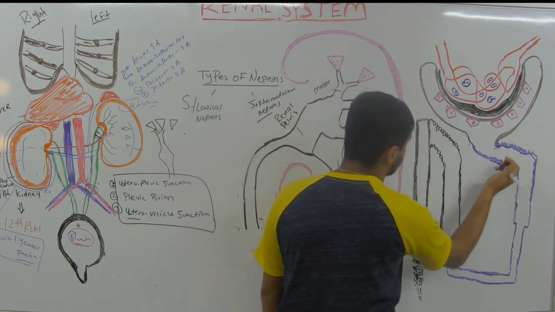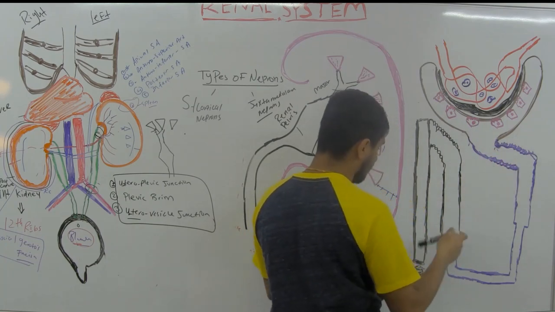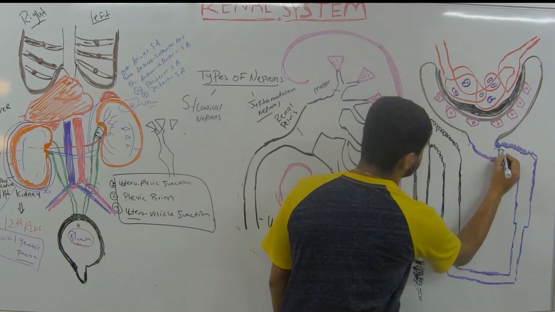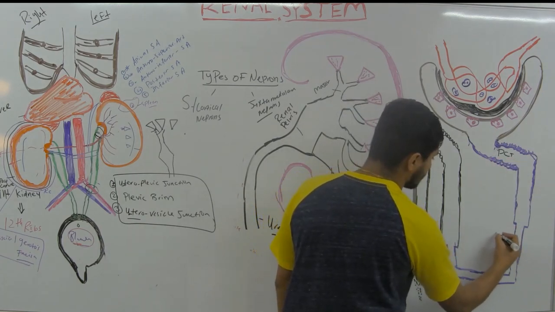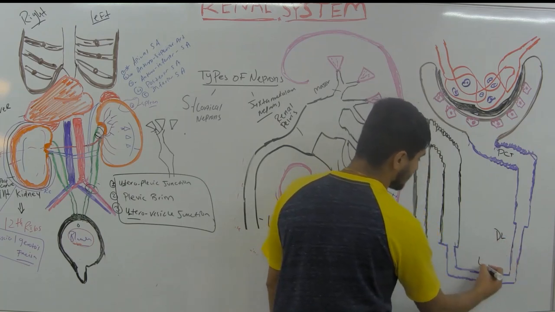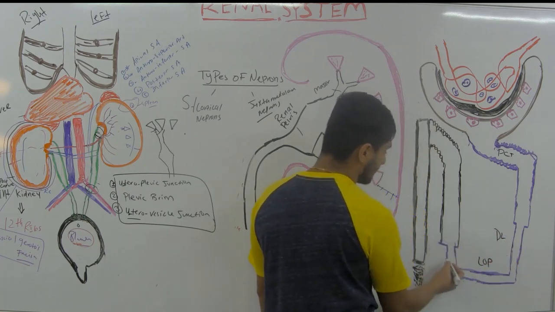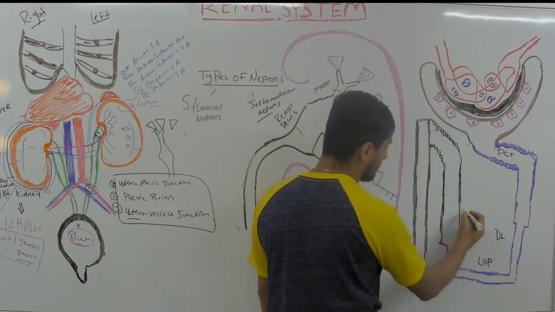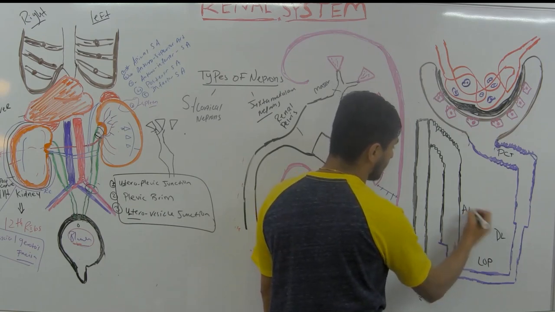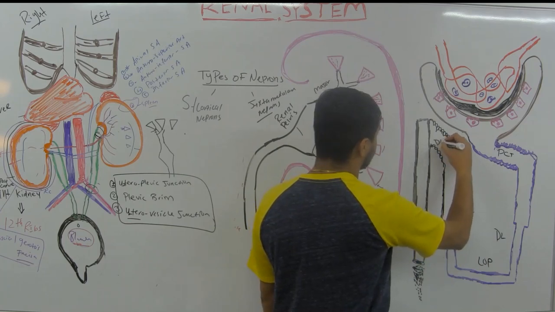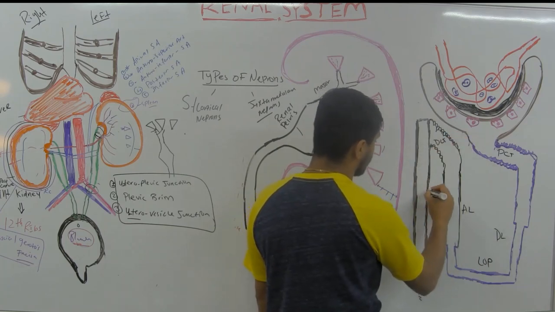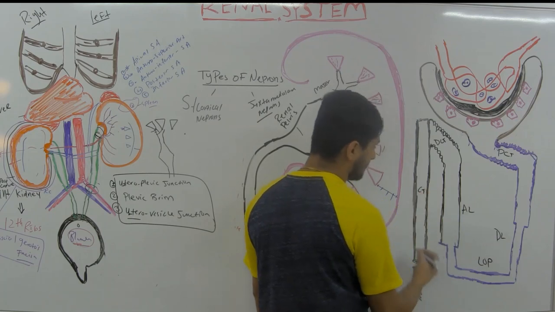And let me just write this down. This is going to be my PCT. And then this is my descending limb. This is going to be my loop of Henle. This is going to be my thin ascending limb. And this is going to be the thick ascending limb. And then this is going to be my distal convoluted tubule, and this is going to be my collecting tubule, and this is going to be the urine, right?